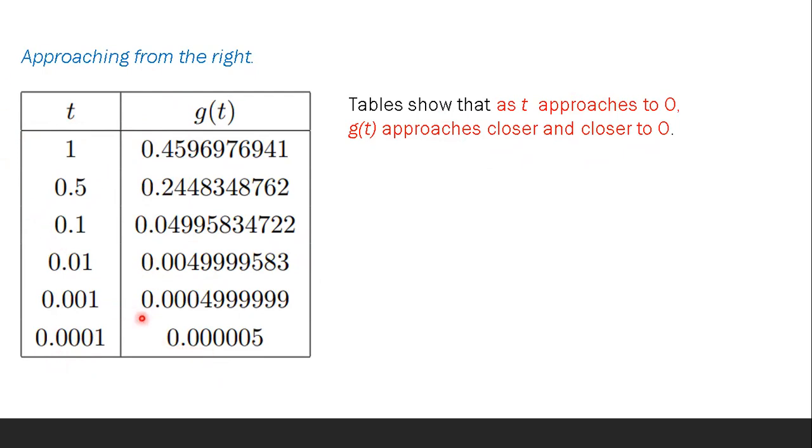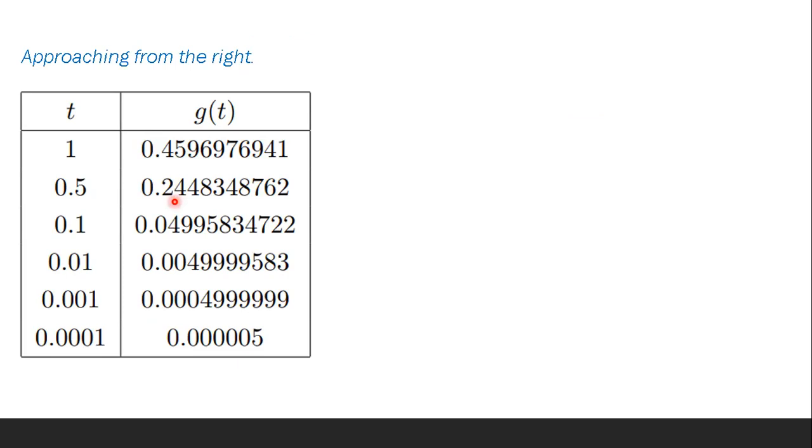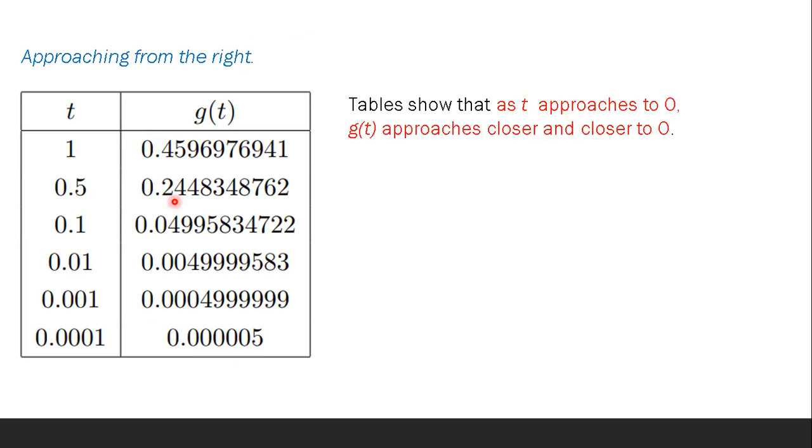And that's how we state our observation from both tables. Remember that both tables are equal. Their g of t values from the left and from the right are approaching 0.